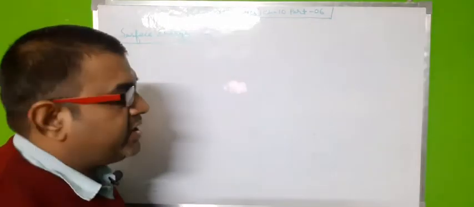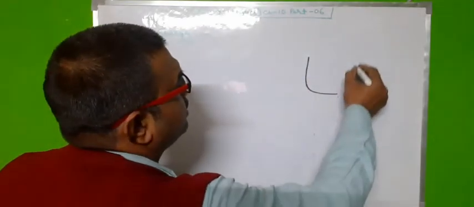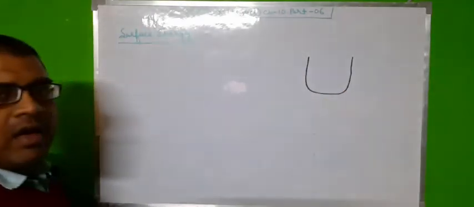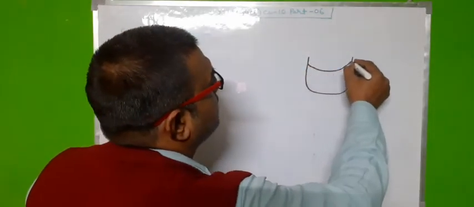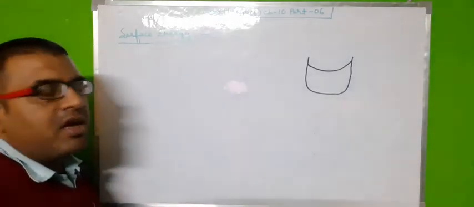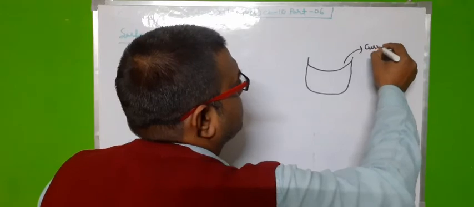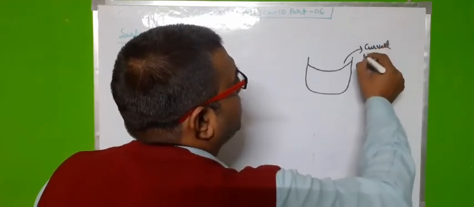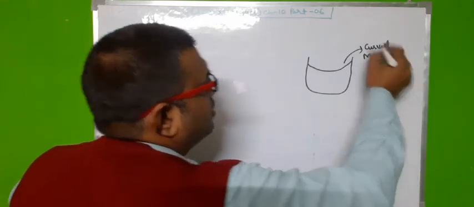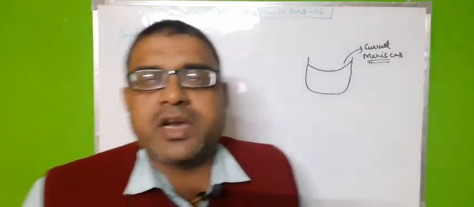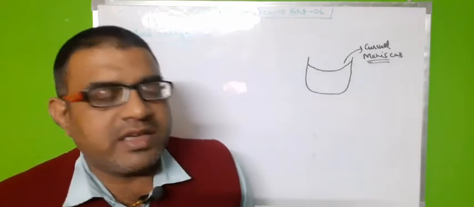So, dear students, understand what is the meaning of surface energy. Suppose I have taken a container, and inside the container, the liquid has a curved meniscus. This shape is called a curved meniscus. Liquid tries to maintain its shape as a sphere, which is the lowest energy state.